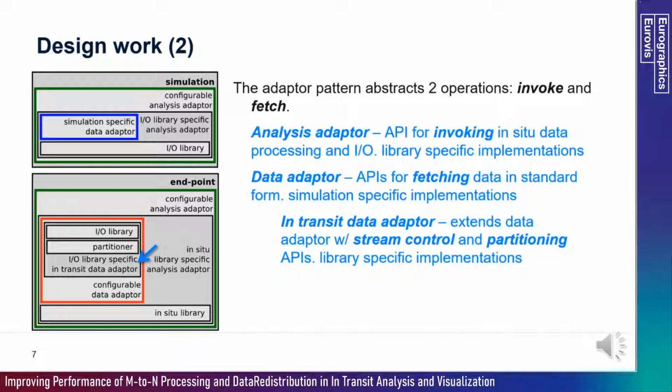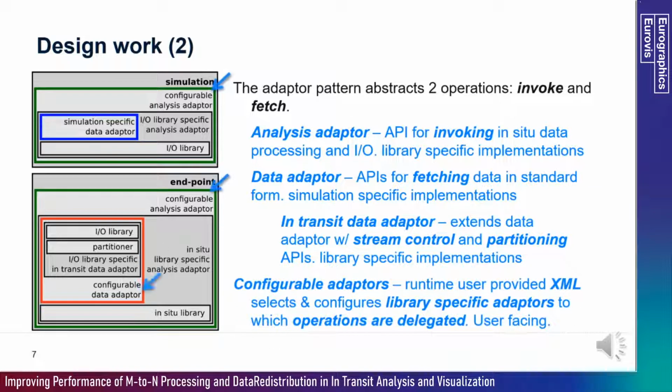In the in-transit mode, there's an in-transit data adapter that extends the data adapter APIs with stream control and partitioning APIs. These also have library-specific implementations for Adios, HDF5, and libis. Configurable adapters provide the runtime configurability. These use user-provided XML to select and configure the library-specific adapters to which operations are delegated.